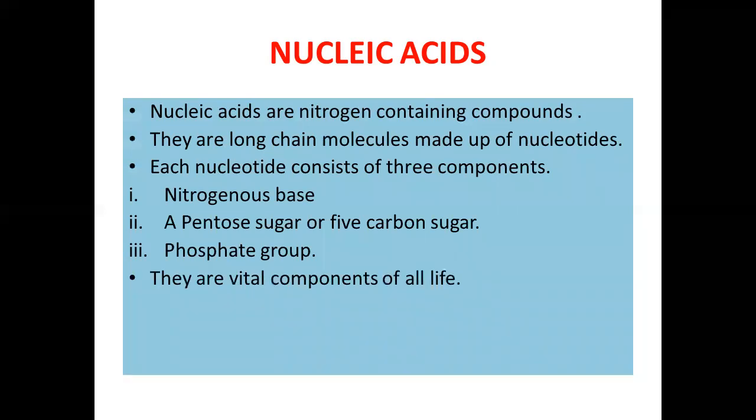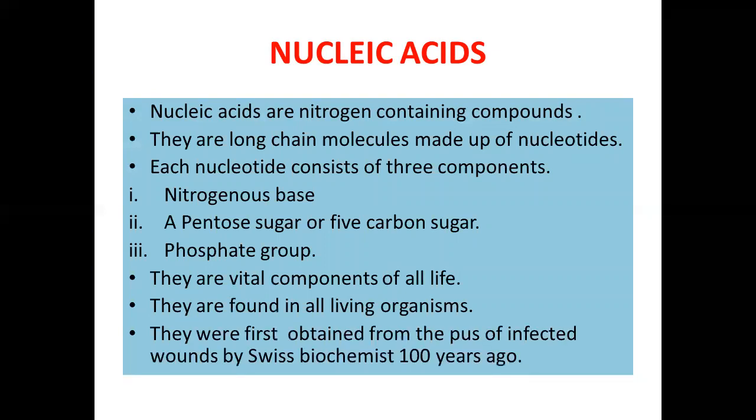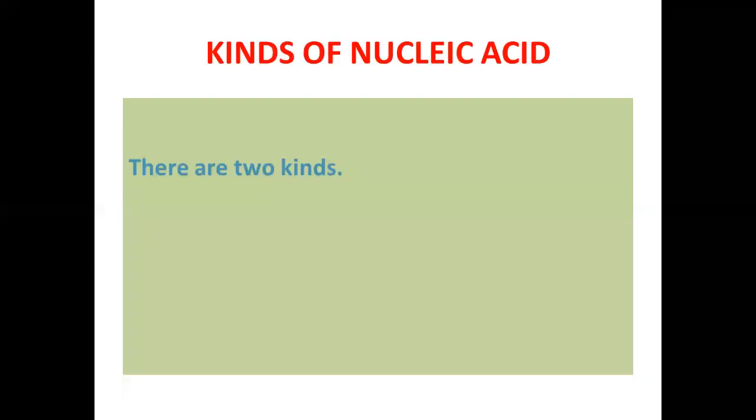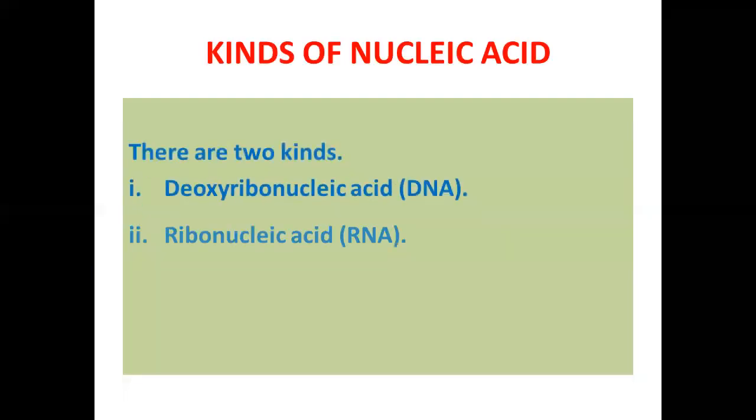They are a vital component of all life. They are found in all living organisms. They were first obtained from the pus of an infected wound by a Swiss biochemist 100 years ago. Types or kinds of nucleic acid, there are two types. Deoxyribonucleic acid is abbreviated as DNA, and ribonucleic acid is abbreviated as RNA.